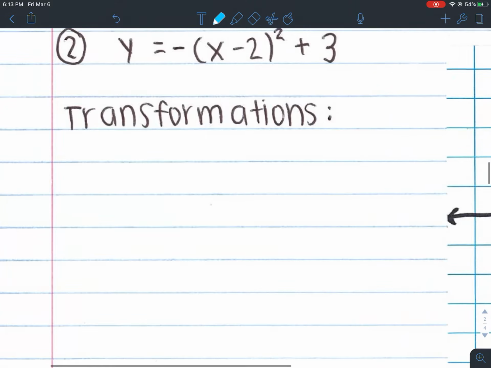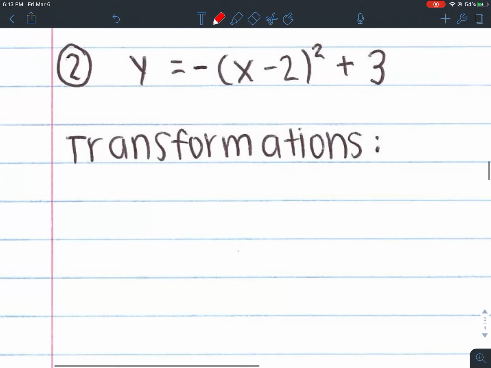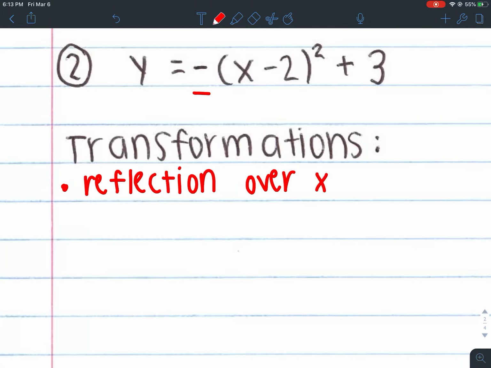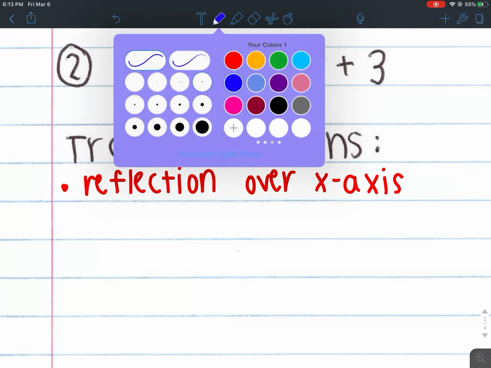The first thing I'm going to do is identify my transformation, since I can do that without graphing it. The first thing I notice is the negative sign. Remember, negatives tell me that I have a reflection over the x-axis, okay? I have a reflection. Remember, reflection over the x-axis doesn't tell me anything else, just a reflection or not.